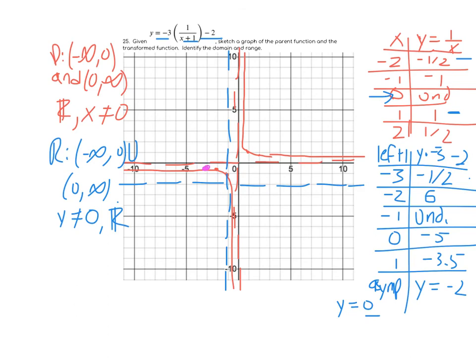Then we've got negative 2, comma 6. You might recognize this graph is going to look something like this. All right, on the other side of this, we've got 0, negative 5. And then we've got 1, negative 3.5. That gives us, me completely ignoring the asymptote, as I undo with the line I just drew, a graph that looks more like this.